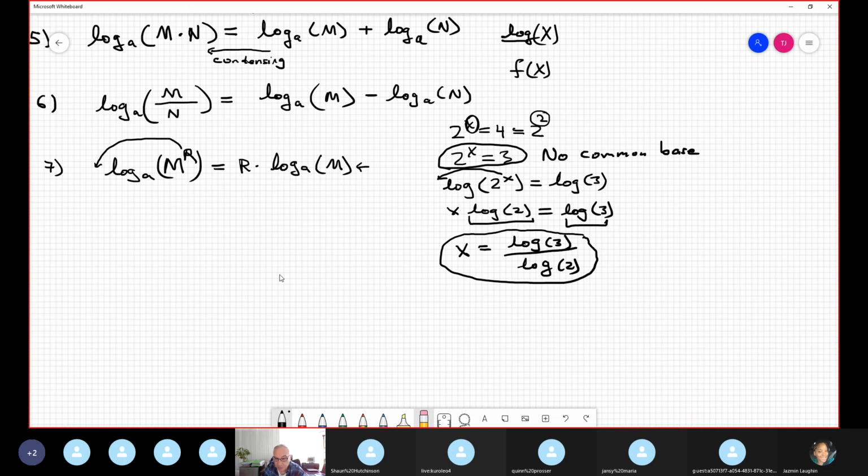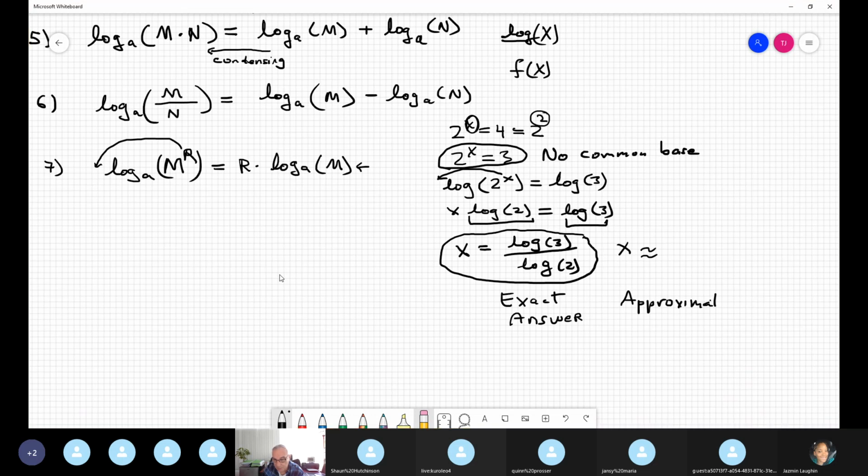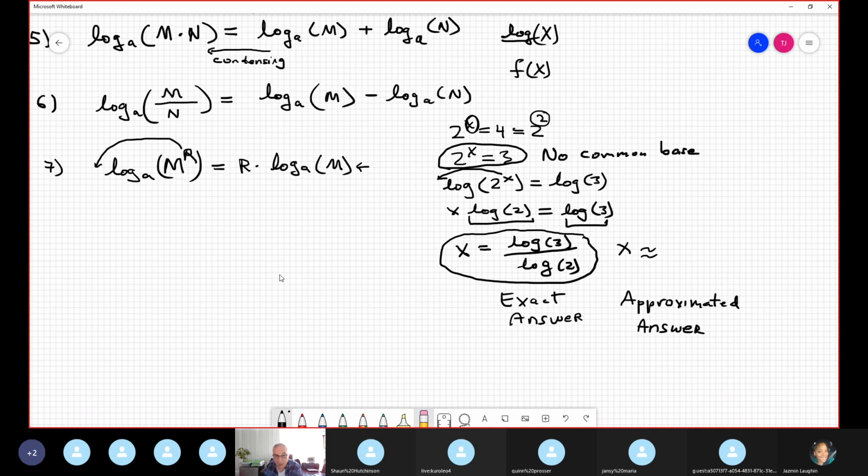Okay, so what is the answer? You leave it like that if you want. This is the exact answer. However, sometimes in real life, we don't need the exact answer. We need the approximate answer. So that is the moment that we use the calculator.